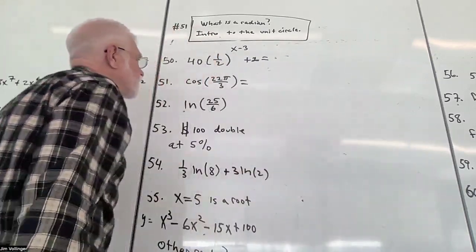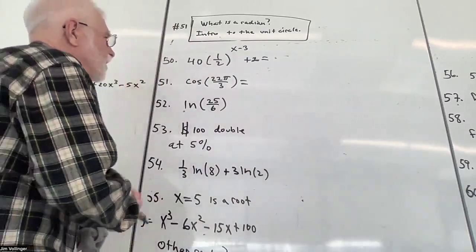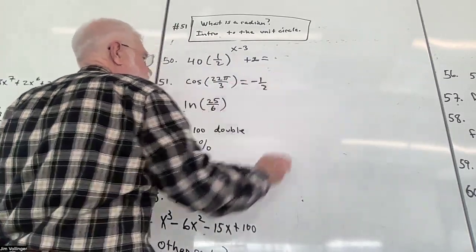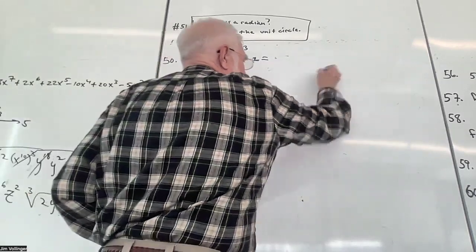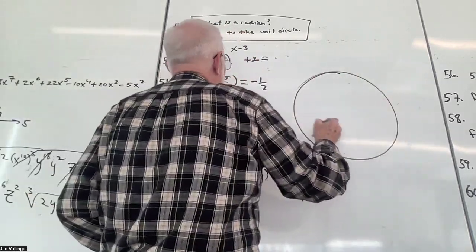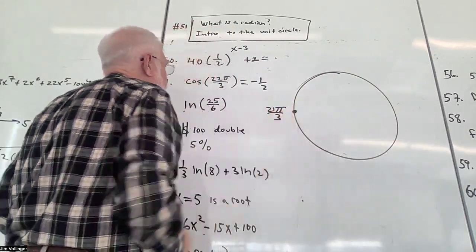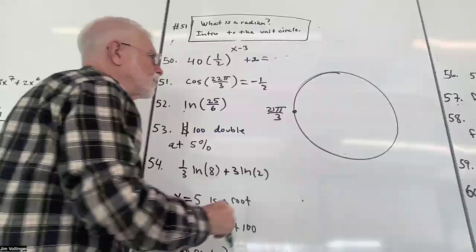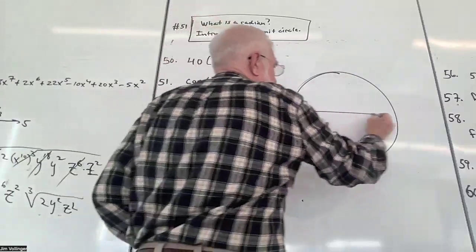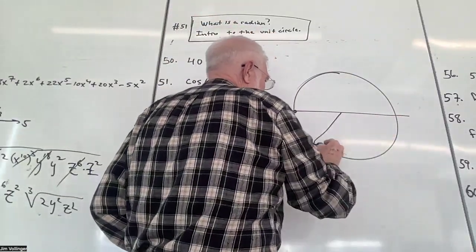All right, let me try it. So 7 pi, another pi over 3. I think I'm at minus 1/2. Let's check it. Remember, you're pausing the video. There's a circle. 21 pi over 3 is what I'm seeing as a reference point. And I got to go one more. One more. So that puts me there.